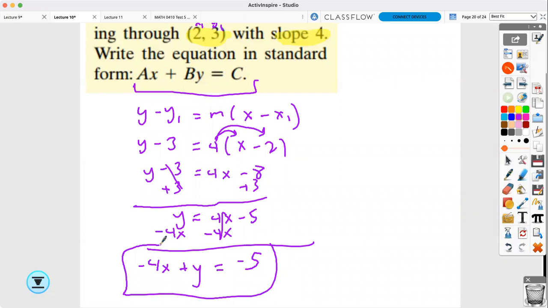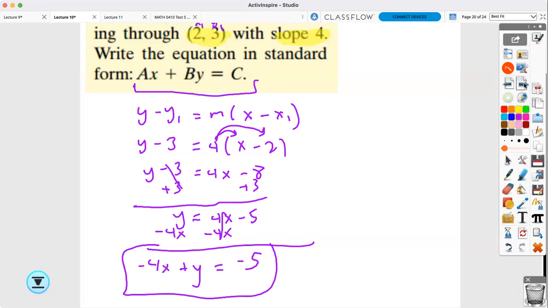Any questions on the steps that we took to solve this one? Okay, so you did a minus 4x on the right side and then minus y minus 4x. And then, okay, got that. And that's just the equation. Yes. Okay, thank you.